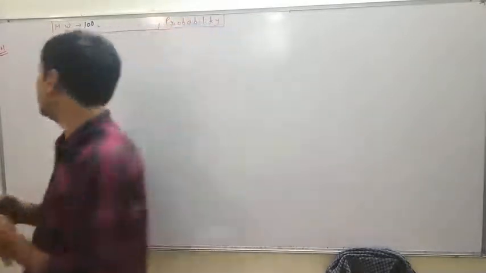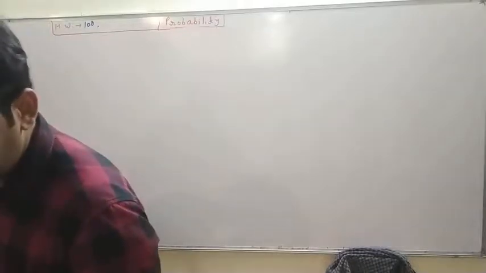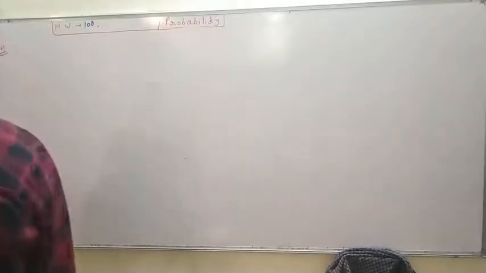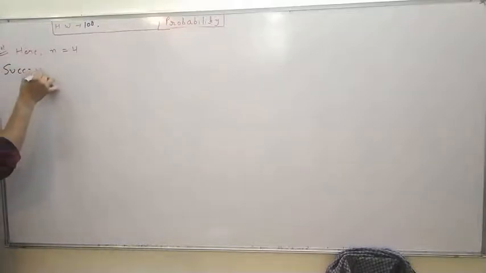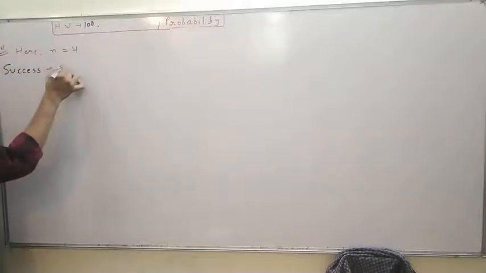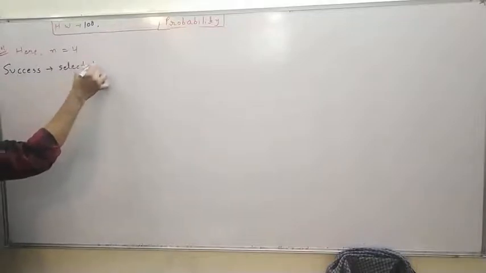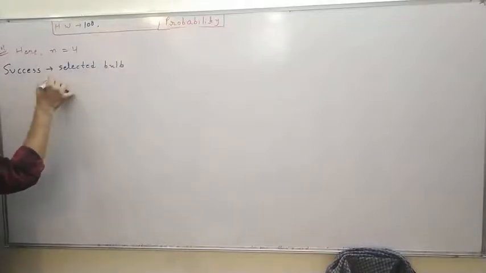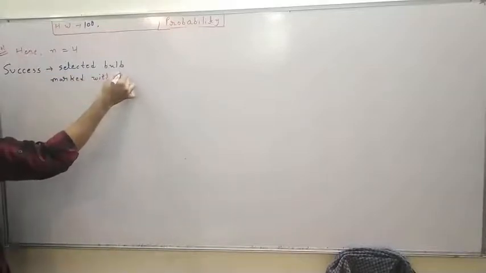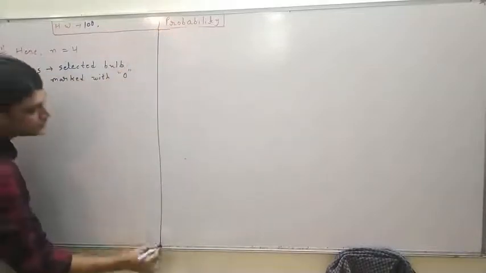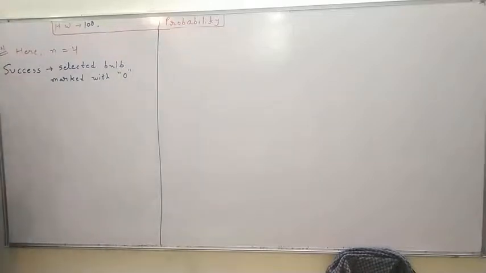Okay, so here 4 bulbs are drawn successively out of 10 bulbs. So here n is equal to 4. And my success is selected bulb marked with 0.